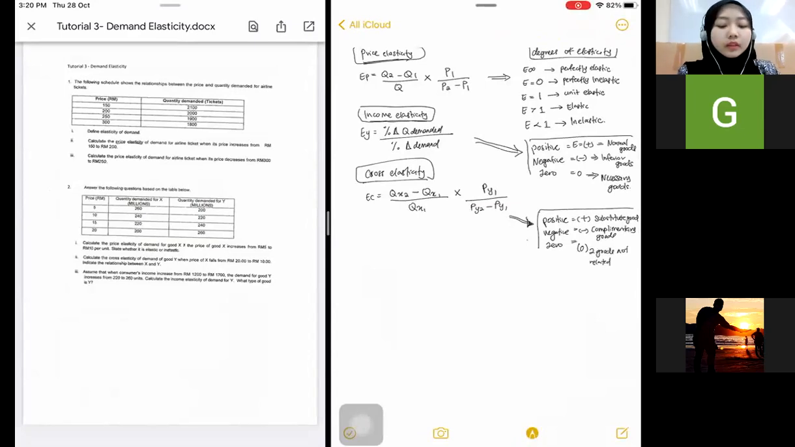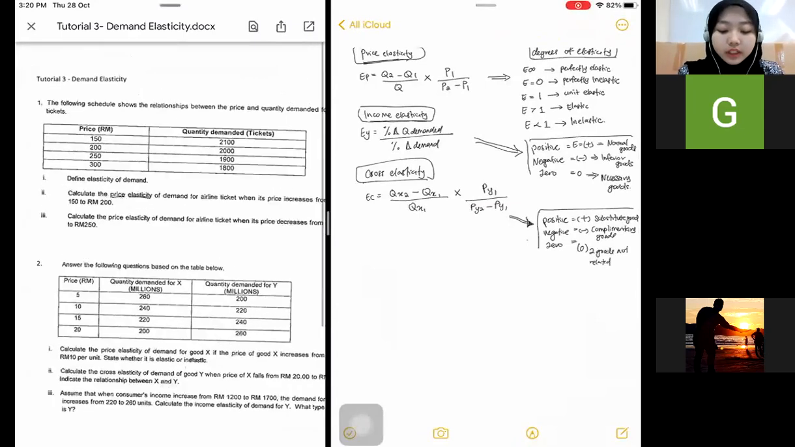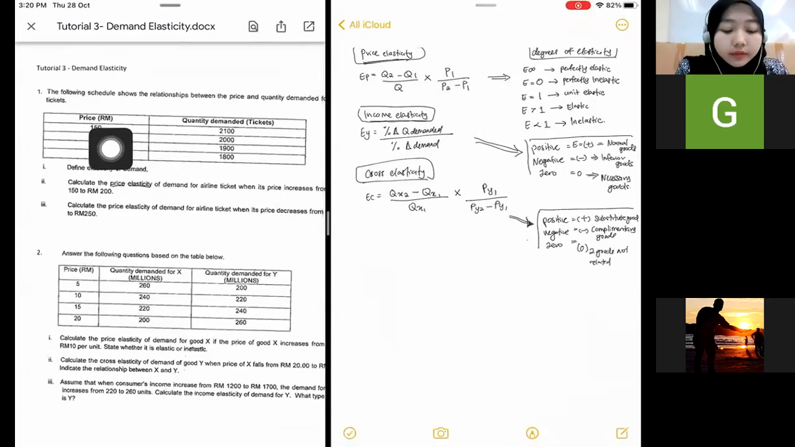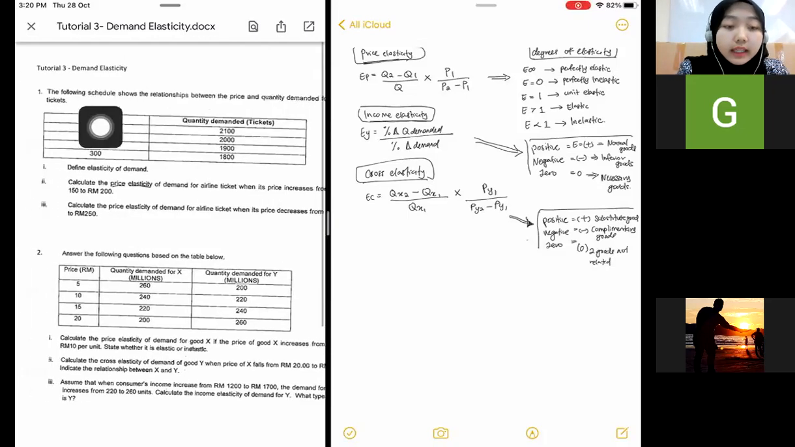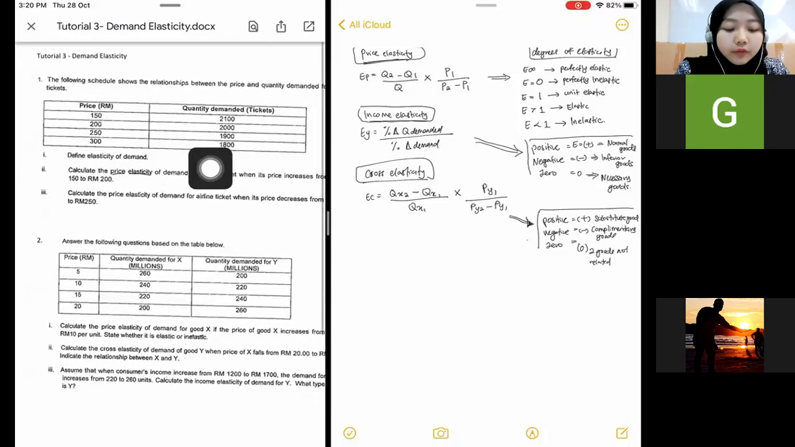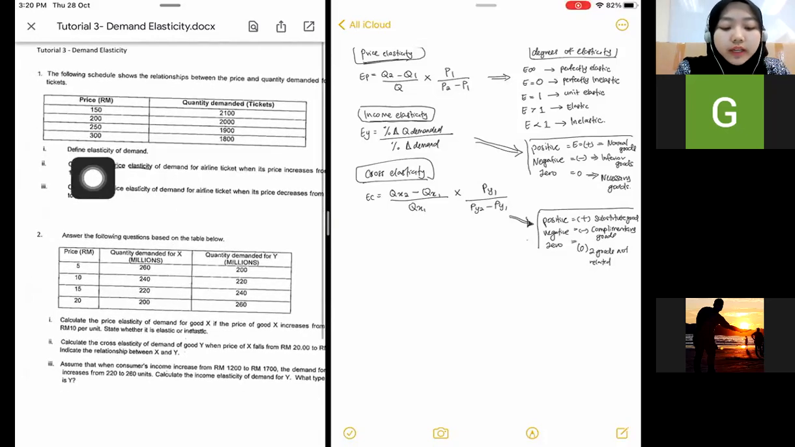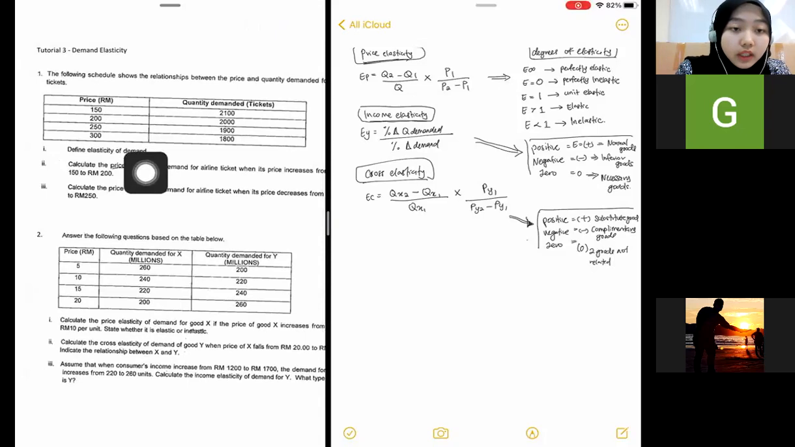Okay, first things first, let's read the question. The following schedule shows the relationship between the price and quantity demanded for airline tickets. Like I mentioned, this is the price of the airline ticket, and this is the quantity demanded for the airline tickets. The first question asks you to define elasticity. Like I mentioned, you have to give the definition of elasticity of demand.